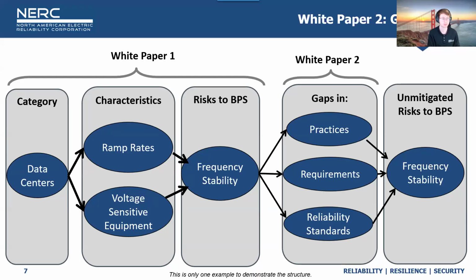And so I'll start talking about some of those characteristics and risks from white paper 1. And then I'll start talking about how we plan to accomplish the rest of the white papers and reliability guidelines.